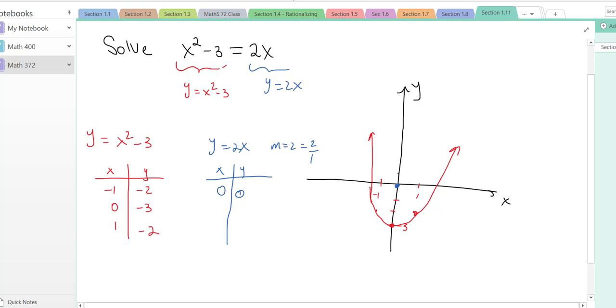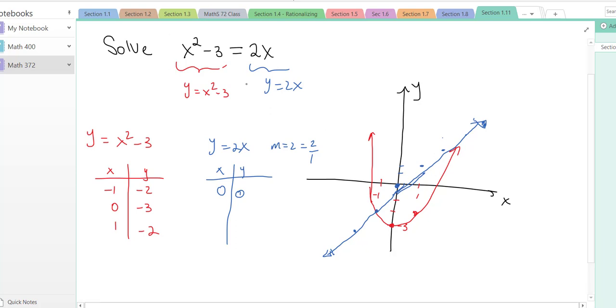I'm going to go up 2 and over to the right 1, and then up 2 and over to the right 1, and you continue over to the right. Or I can go down 2 and over to the left 1, down 2 and over to the left 1, and then we can connect the dots. Pretend that this is straight. I need to get better at this tablet thing. So this is our equation.